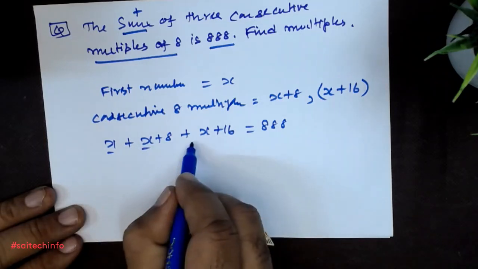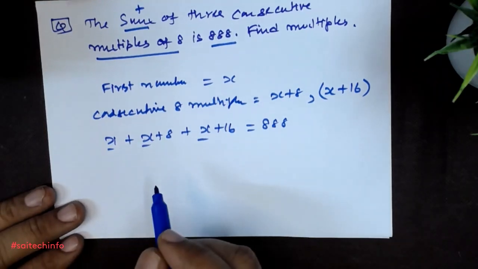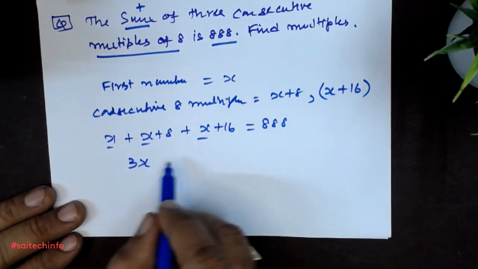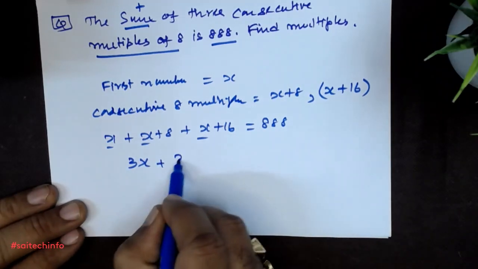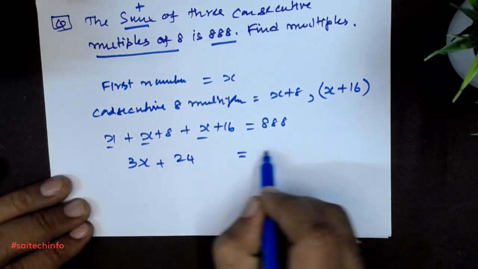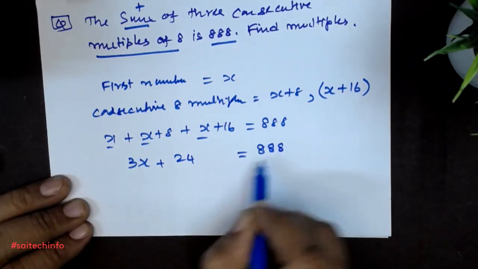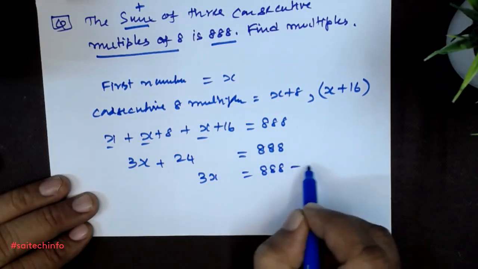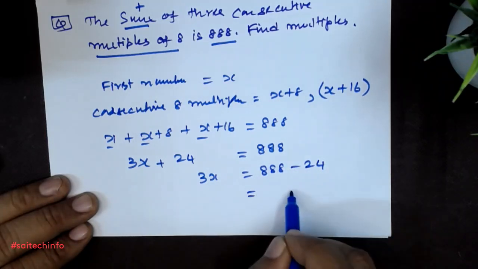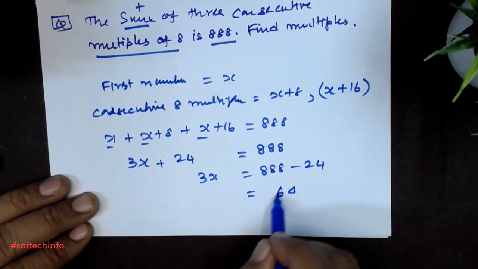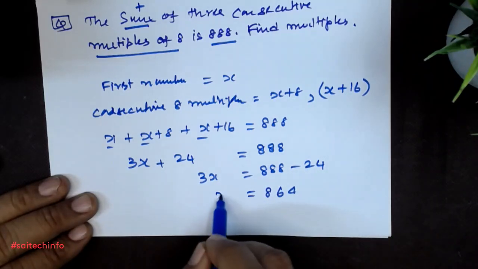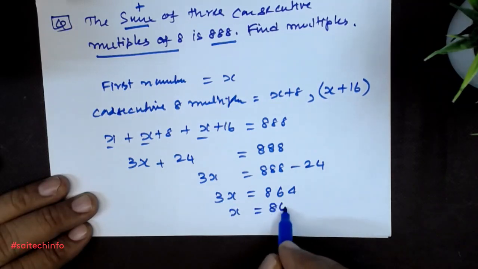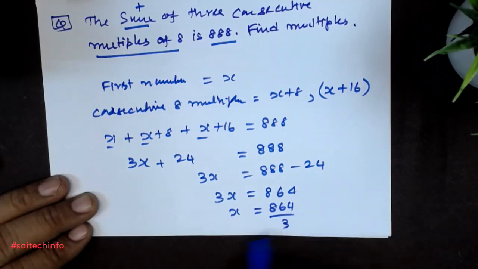Now you can add these three. So 3x plus 24 is equal to 888. So 3x is equal to 888 minus 24, that is 864. So x is equal to 864 divided by 3.